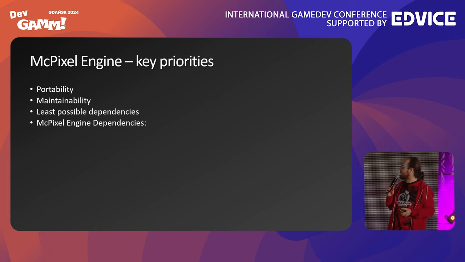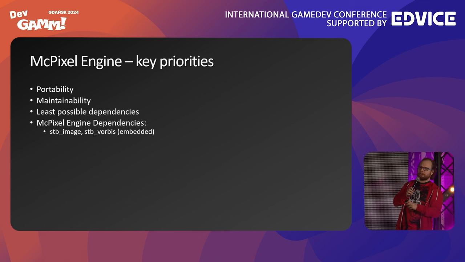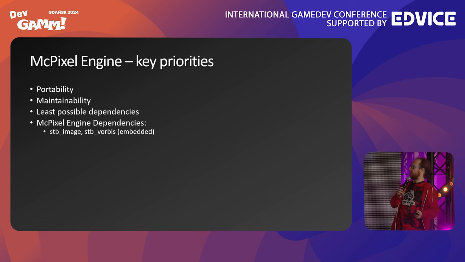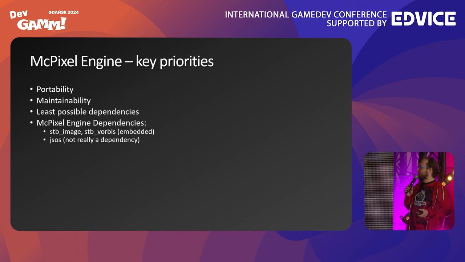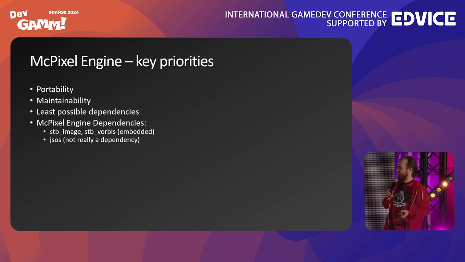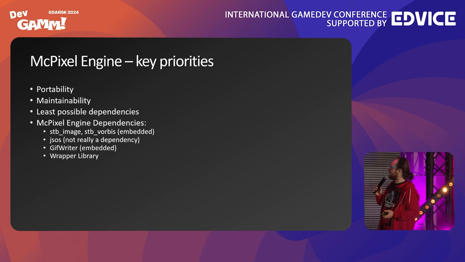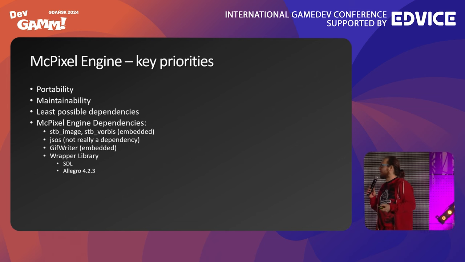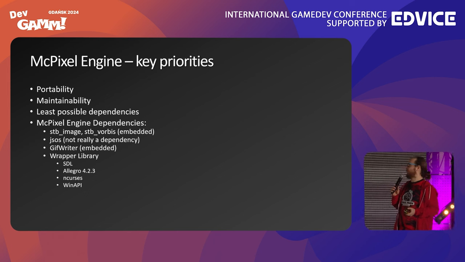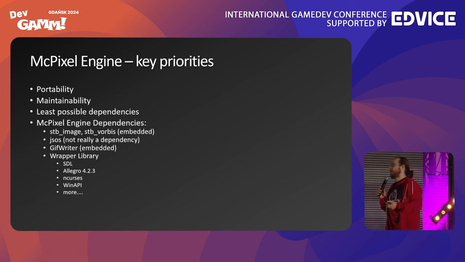So, the dependencies of the McPixel engine: first is STB Image, which is public domain. This is embedded in the engine, so it's just ported over. It's not an external. JSOS is just a library I wrote myself, so it's not really a dependency. GIF writer to save GIFs to your drive, and a wrapper library that can be SDL, Allegro for DOS, and curses if you want to display it in like a Linux terminal, or WinAPI, or anything else.